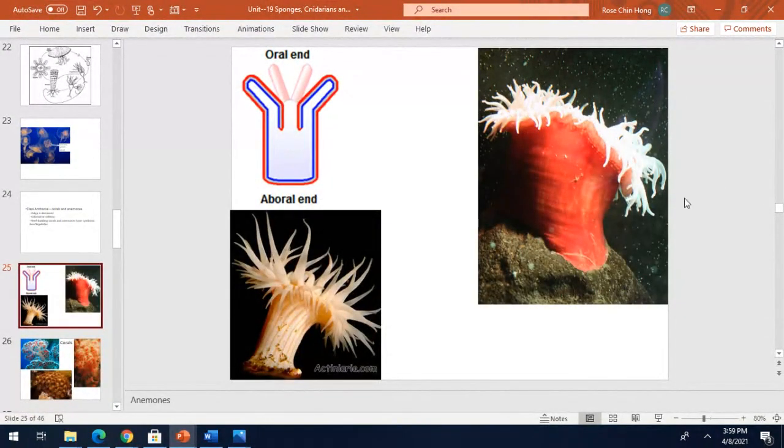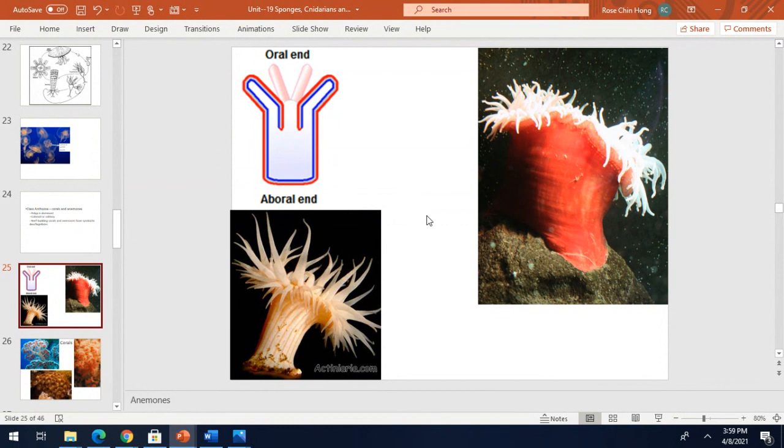Now in the anthozoans, these are the anemones. It looks like a flower animal. And this is a polyp stage. So it does look like this drawing here. The mouth is up here, which is called the oral end. And the part that's attached to the substrate is called the aboral end. So this is an example of an anthozoan, specifically an anemone.